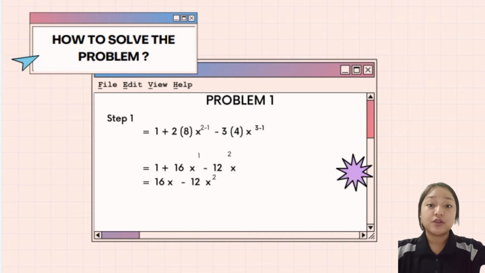Thank you, Nathaniel. So now I want to explain how to solve the problem. This is problem 1 and I will explain step 1. First, dy/dx = 1 + 2(8x squared minus 1) minus 3(4x cubed minus 1), equals 1 + 60x minus 12x squared, equals 60x minus 12x squared.